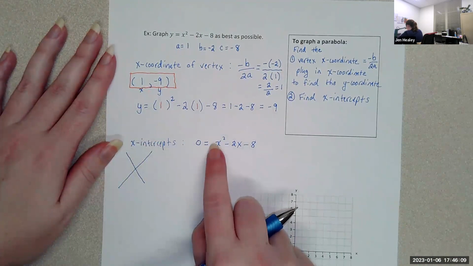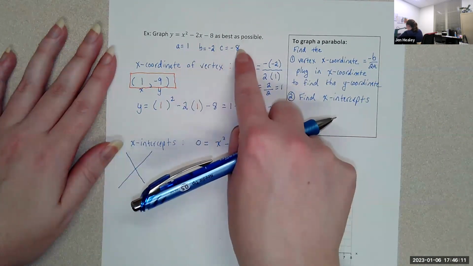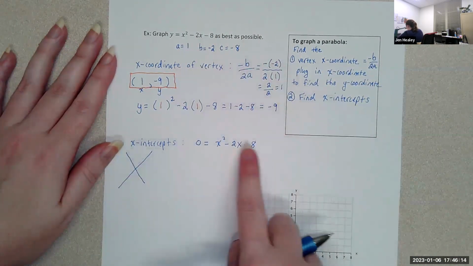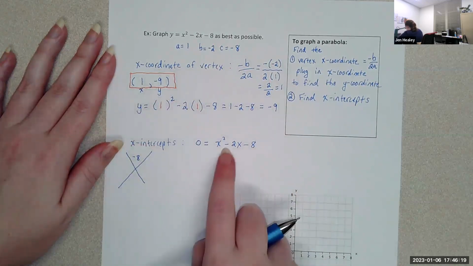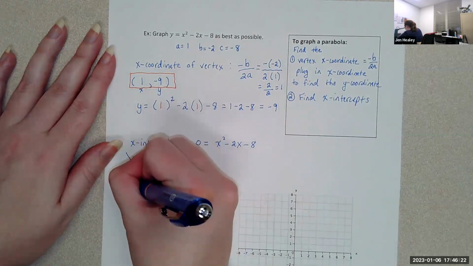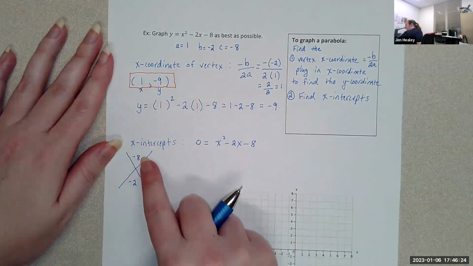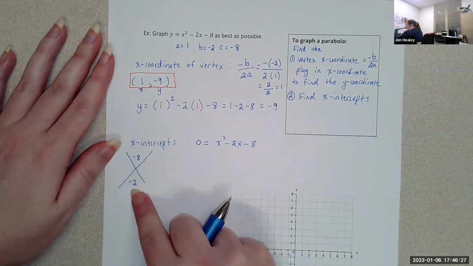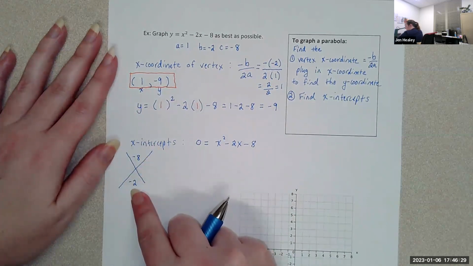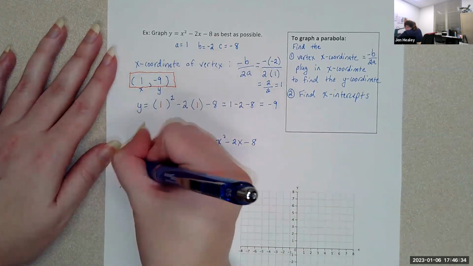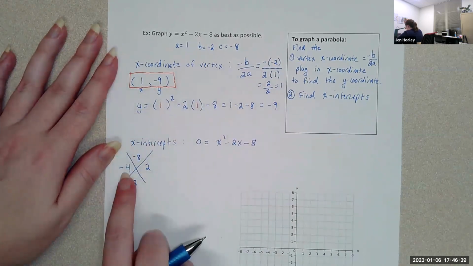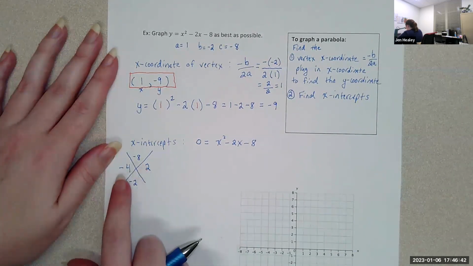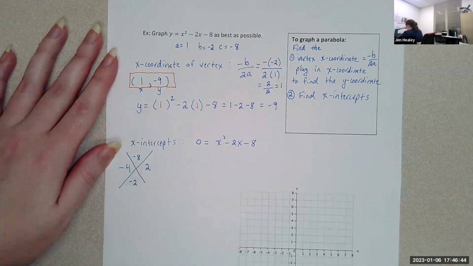And so we would take our a value, which is 1, and multiply it by our c value, which was -8. So 1 times -8 goes at the top. And then the b value, which is -2, goes at the bottom. And so you're looking for two numbers that multiply to give you -8 that add up to -2. So we could say we have -4 and +2, because -4 times 2 is -8, and -4 plus 2 is -2.